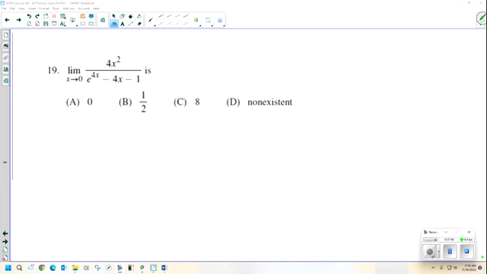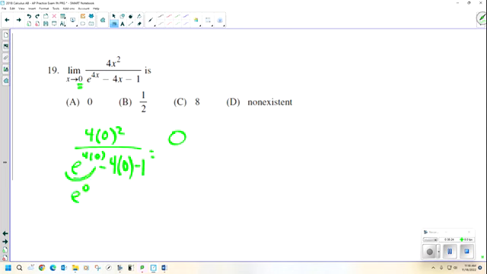Number 19. The limit as x goes to 0 of 4x squared over e to the 4x minus 4x minus 1. The simplest way we can try and solve this is by substitution. So I'm going to try subbing the 0 in first. 4 times 0 squared over e to the 4 times 0 minus 4 times 0 minus 1. The top is 0. Anything to the power of 0, this is e to the 0, is 1. Minus 0 minus 1. I get 0/0.